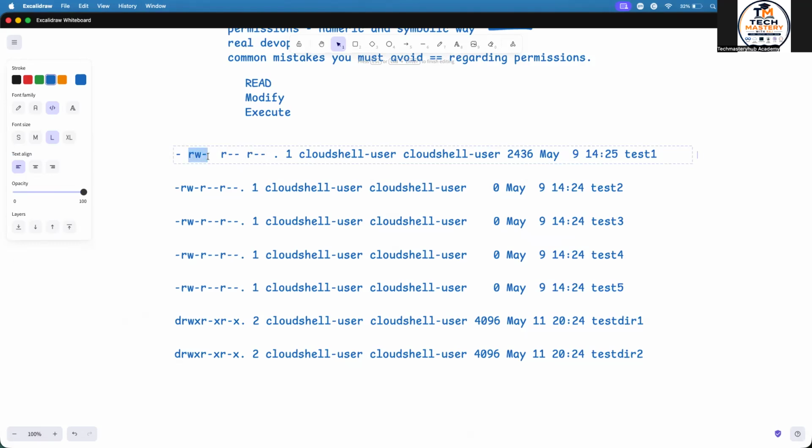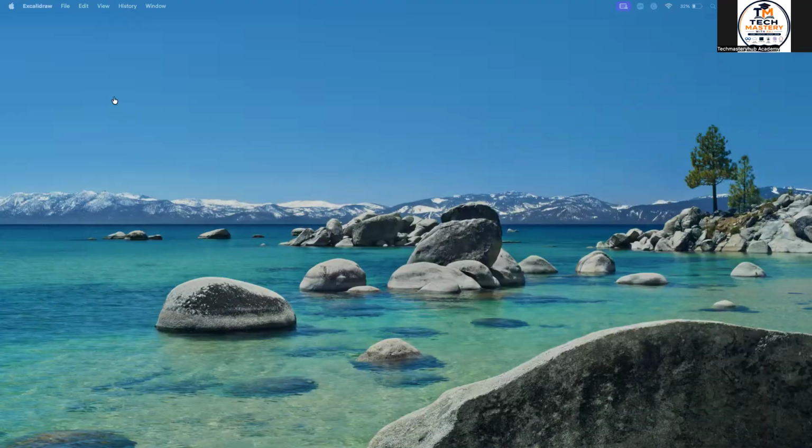First 3 is for the owner of the file, second 3 is for the group, and the third 3 is for the others. So this test1 file can be read and written by the owner, but the group and others can only read, they cannot write. Now if you have read authority, that means you can view what is inside the file, using the cat command. We have seen this command in our previous video.